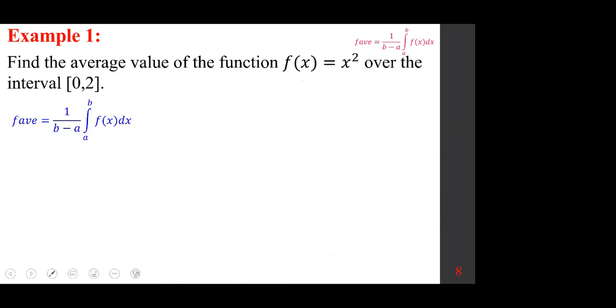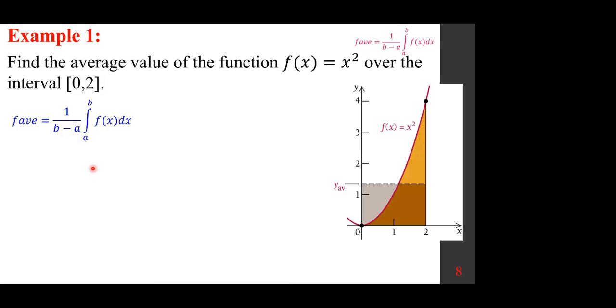We are given the function f of x equals x squared. We are interested in finding the average of this function on the interval 0 to 2, and we know this is the formula. So let's quickly graph it. This is a function everybody is familiar with. y equals f of x equals x squared.